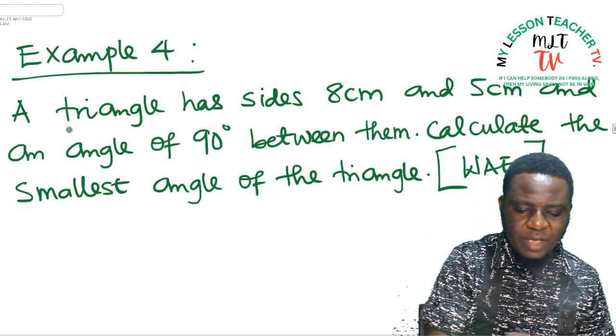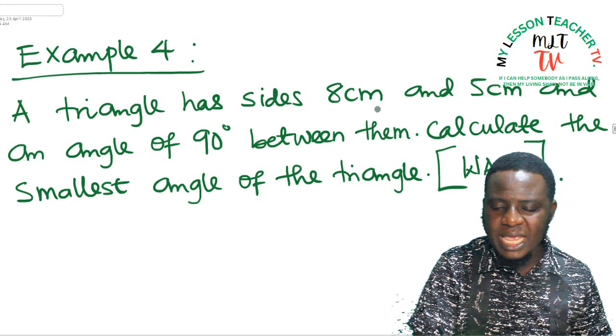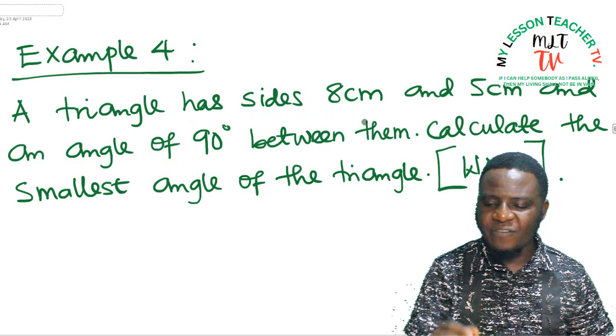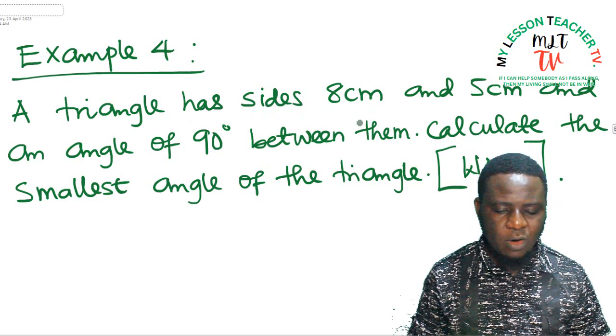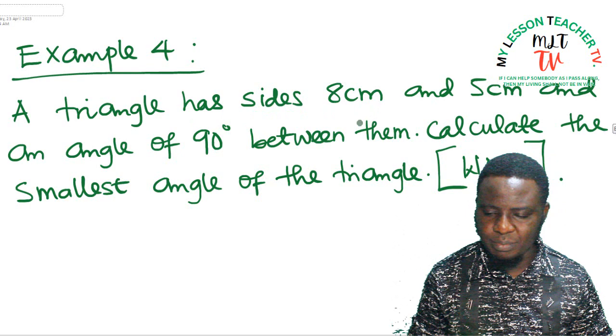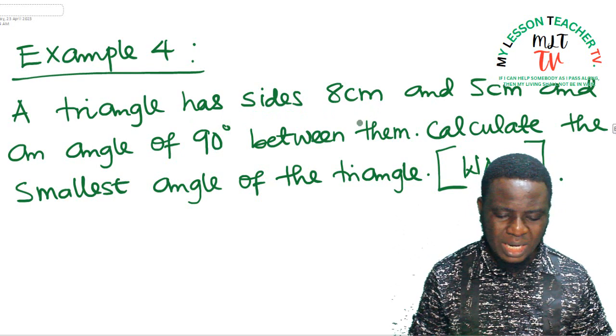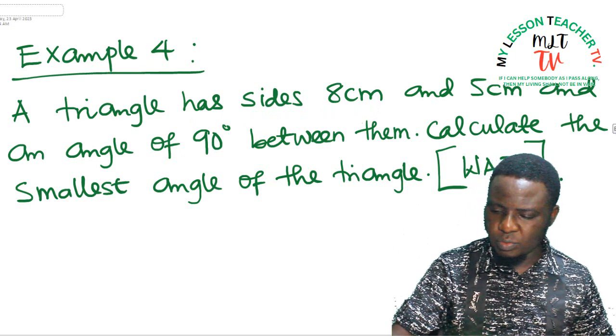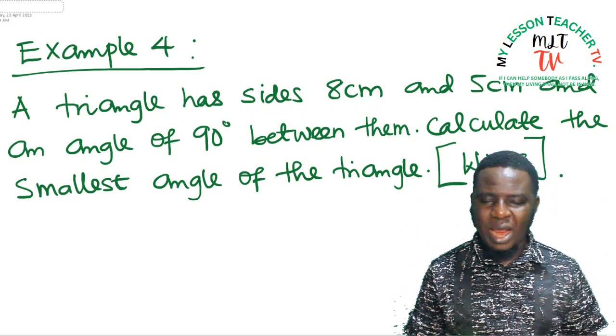Example 4: if a triangle has sides 8 centimeters and 5 centimeters and an angle of 90 degrees between them, we should calculate the smallest angle of the triangle. This is a WAEC question.